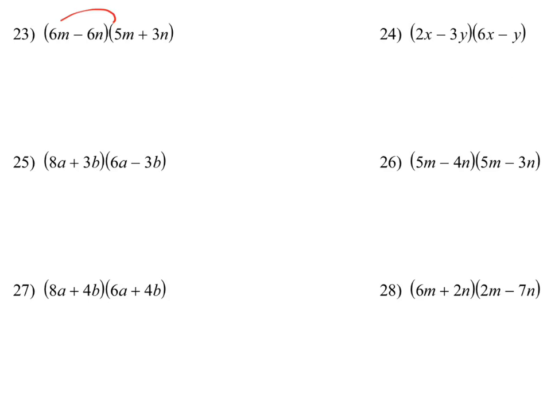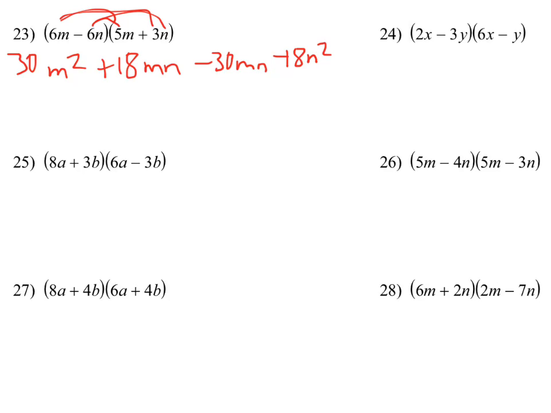And then the last, almost last one. Okay, I'm going to take 6m and times by both of those. You'll get 30m squared, and then plus 18mn, and then the second term times both of those will give me negative 30mn, and then subtract 18n squared. I'll try to divide things, make it a little bit more even.